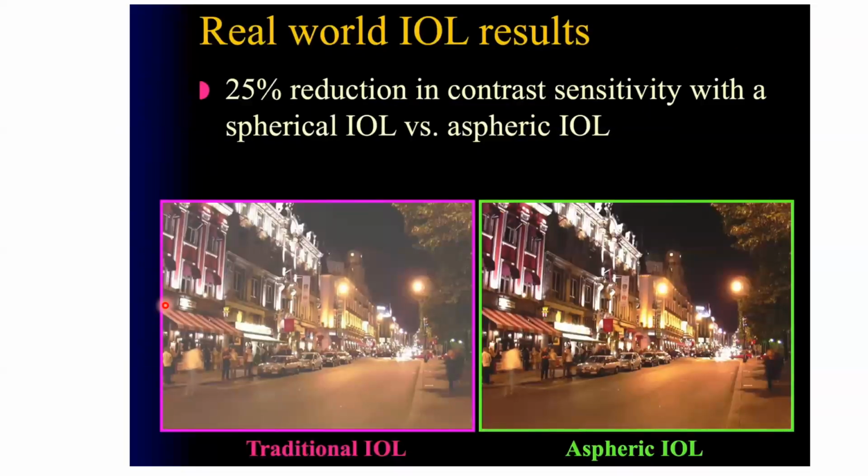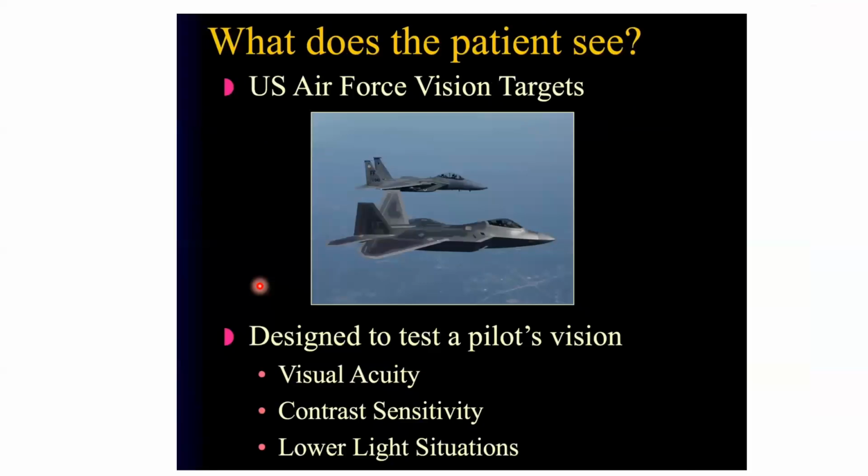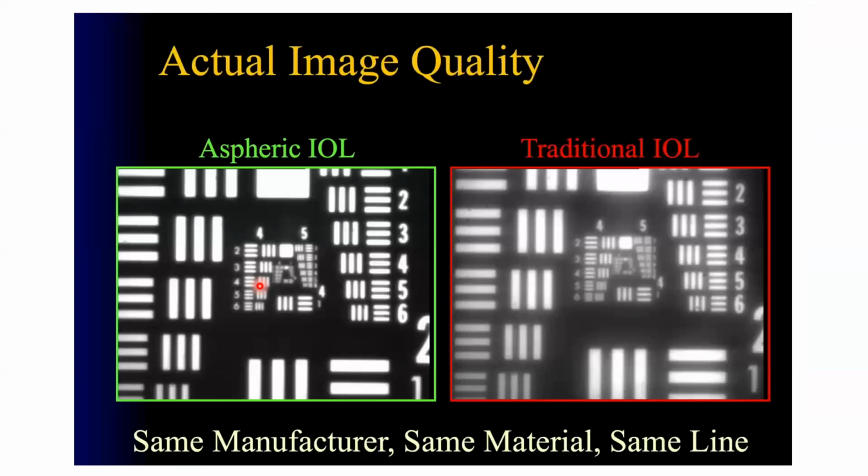So in real-world results, we can see that with the traditional IOL versus an aspheric IOL, there is a 25% reduction in the contrast sensitivity with a traditional positive spherical aberration IOL. So I'm going to show you a few images of what people actually see. In an aspheric IOL, this is the kind of clarity which the patient gets versus a traditional positive spherical aberration IOL.